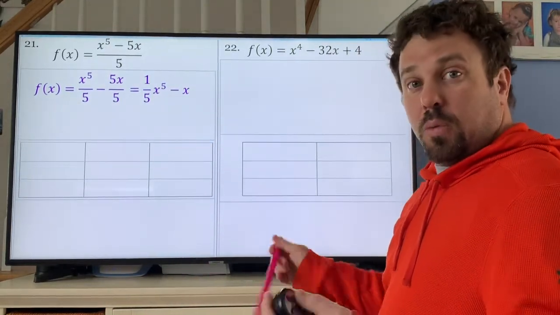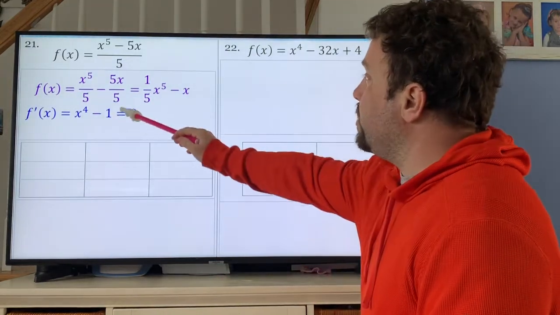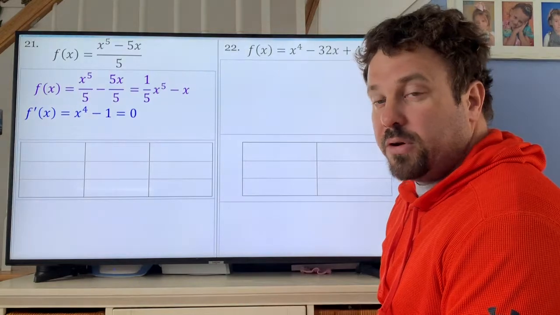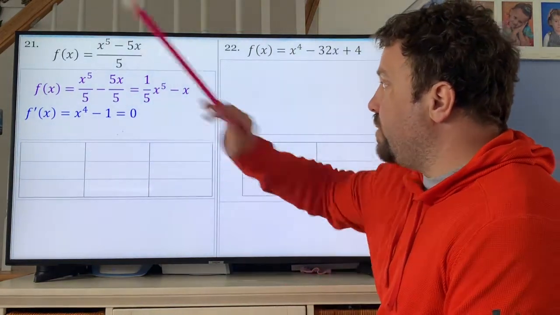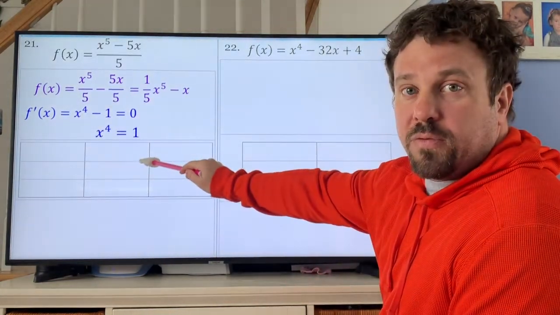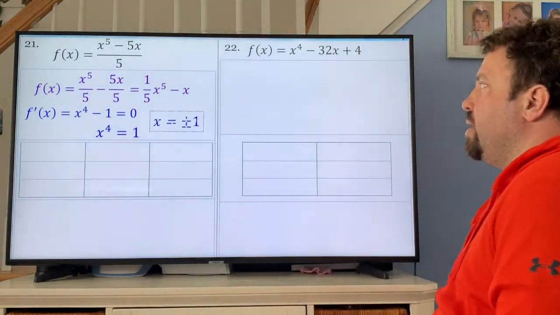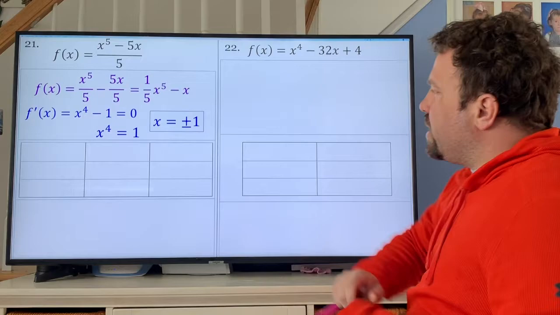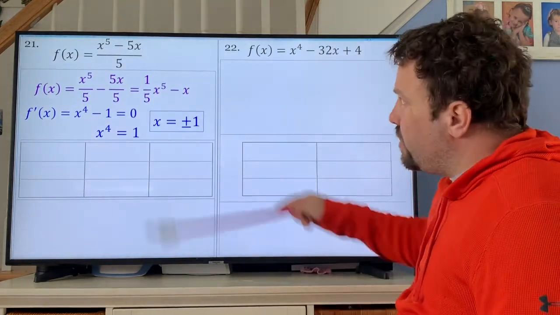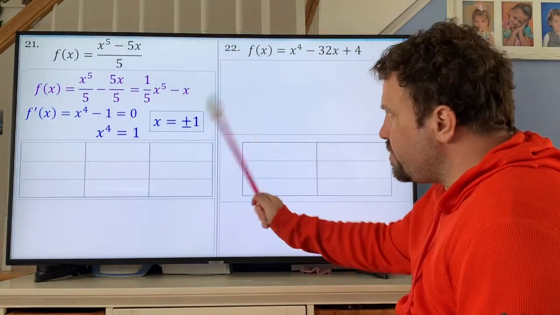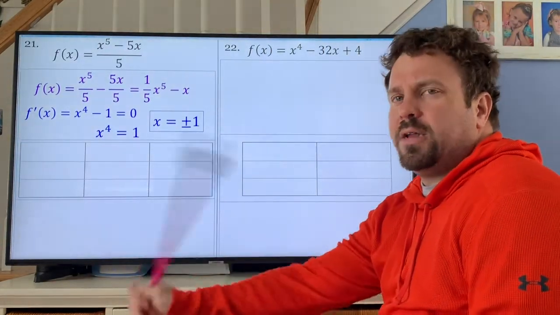5 times 1/5 becomes 1. So you get x to the 4th minus 1 equals 0. Solve for x. Add 1 to both sides. What to the 4th power equals 1? Positive or negative 1. These are both my critical numbers. If I wanted to find the critical points, I would plug them into the original equation, but you don't even have to do that here. We're going to use them to find our intervals.